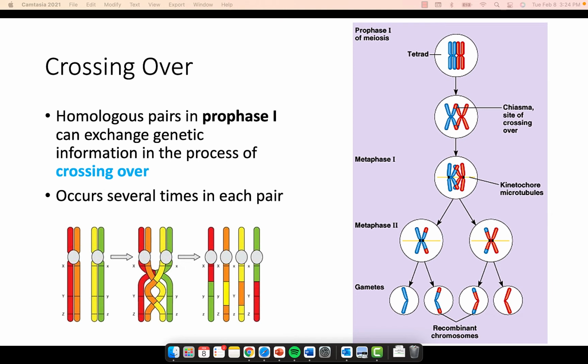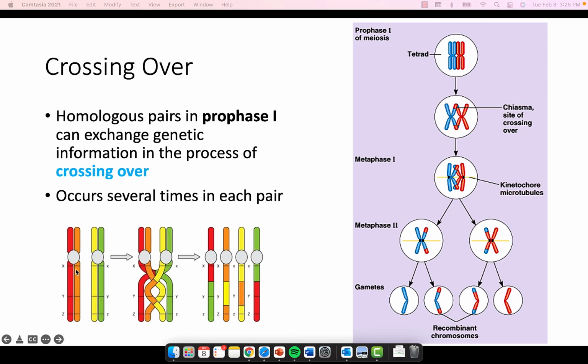With crossing over, we're talking about homologous pairs trading parts. Homologous pairs in prophase 1, as you can see here, sit next to each other. Just like we talked about in prophase of mitosis, those chromosomes condensing, well, that happens in prophase 1 as well, but the homologous pairs are right next to each other. And so they can exchange information, called crossing over. And this can occur several times in each pair, such that we can have these crazy arrangements. We can be exchanging different parts of different tails.